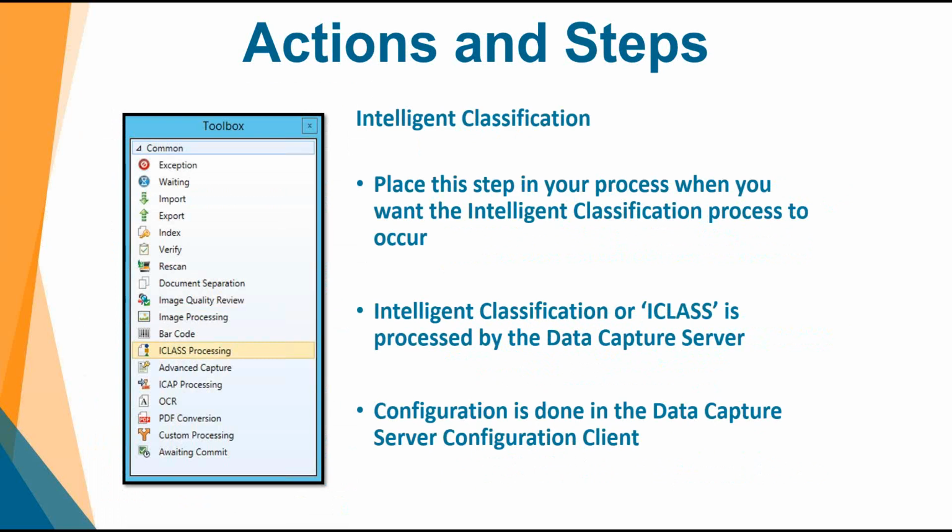So iClass, or intelligent classification, was new as of OnBase 17. And just like the other OCR type steps, the configuration is completed within OnBase config. If you're unfamiliar with iClass, it's a great product that can be used to automatically classify document types based on the actual content of a page. So feel free to reach out to us here at Naviant or to check out Hyland's community if you're interested in learning more about this module.